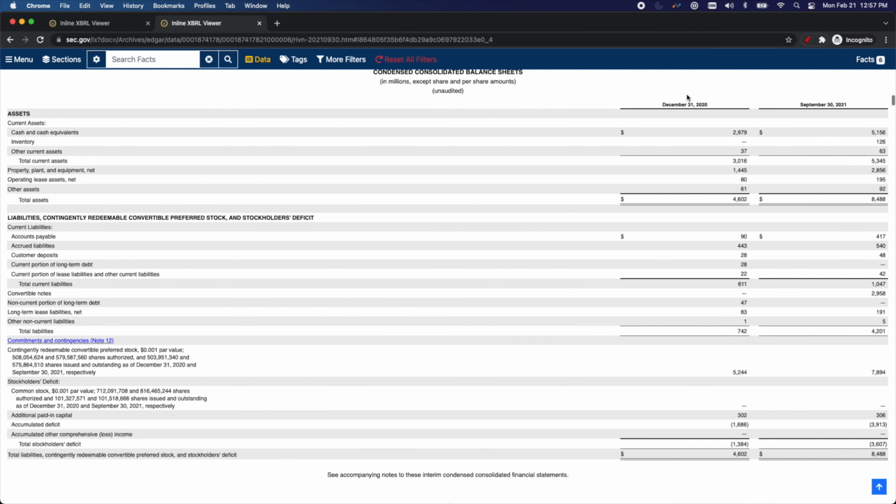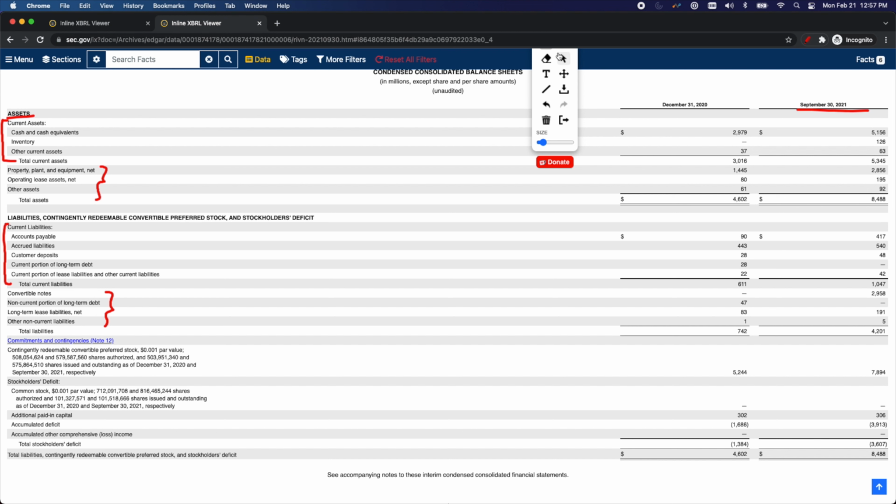So we have the balance sheet here. In this case, they're showing the most recent one on the right-hand side, as of September 30th, 2021. Very similarly, same format: we have the assets and then current assets over here, then the non-current assets, and for liabilities the same, current liabilities and then long-term liabilities.